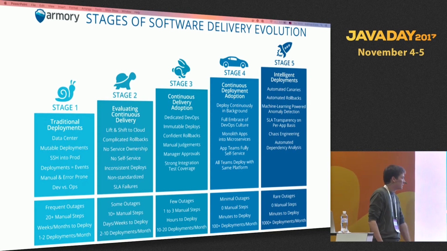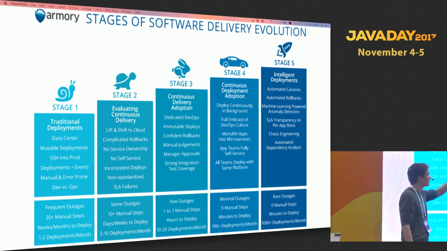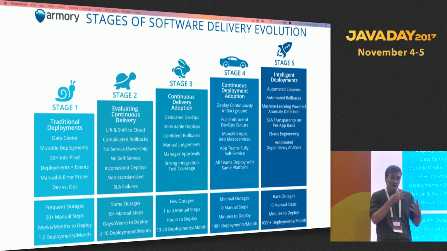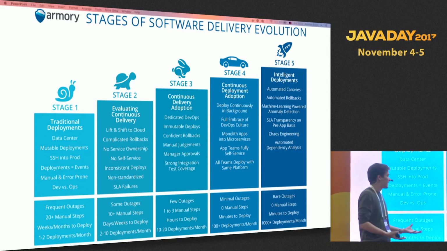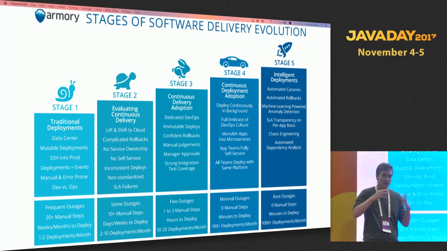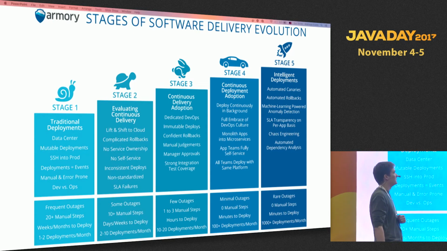Traditional deployments is where you do everything manually. You have your own data center. The deployments are big events in the company. Then you start evaluating continuous delivery, where you start looking into the cloud, like what can you use from the cloud, where you still have some outages, of course, because you don't have the full DevOps mentality. You might still have silos, but at least you're taking steps towards continuous delivery.